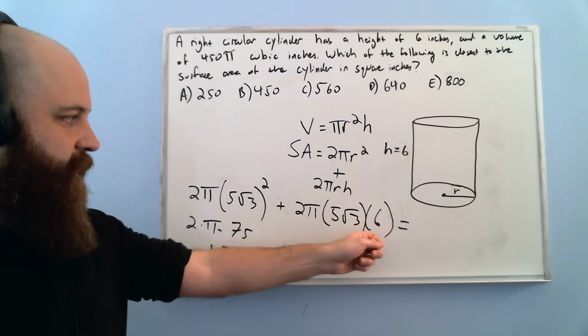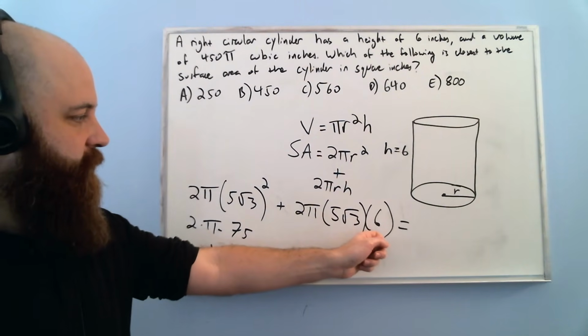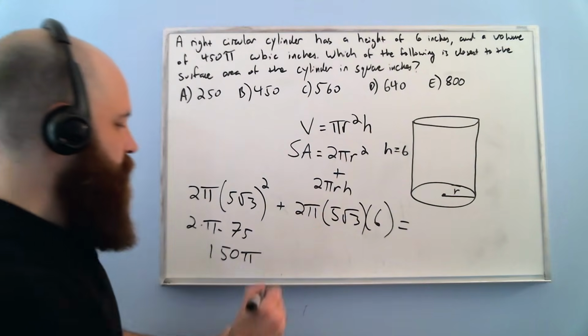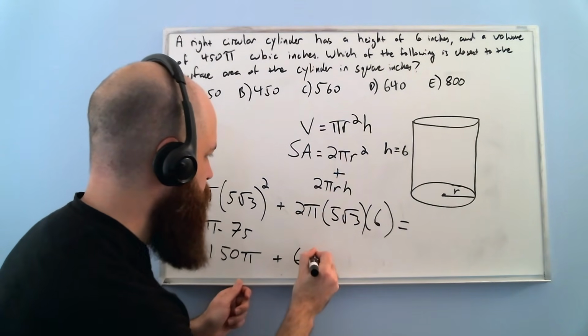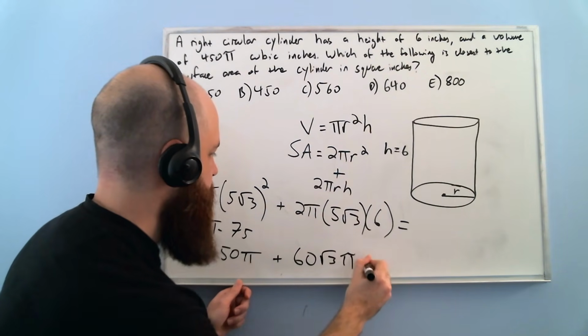Over here, okay, let's see. I'll just multiply all the integers together first. 6 times 5 is 30. 30 times 2 is 60. So I've got 60 times root 3 times pi.